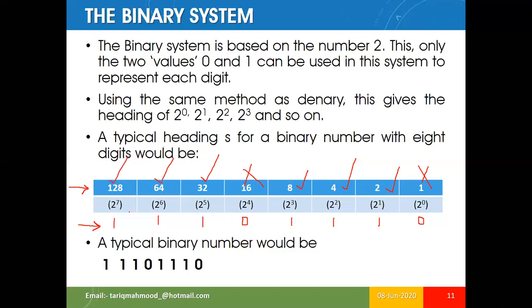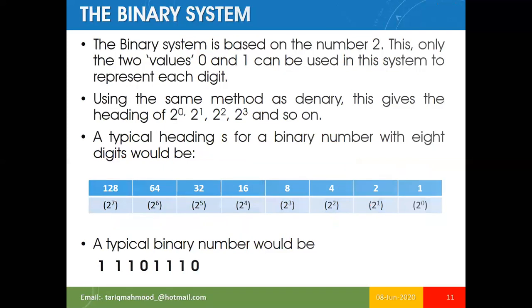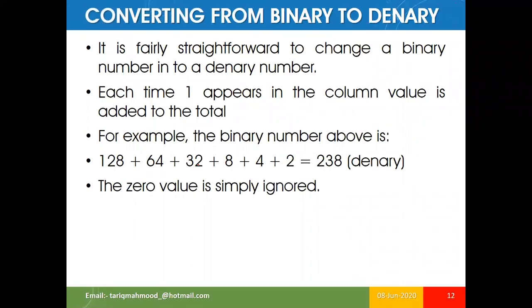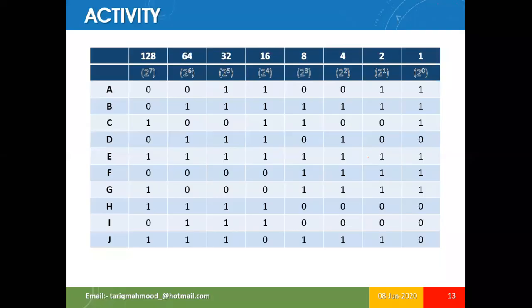Now all these numbers, 128, 64, 32, 8, 4, and 2, are represented in the next slide. We have written these numbers and we add all of them, and by adding them we get the result 238. This will be the activity of our class, and I would like everyone attending this lecture to draw this table in their notebooks.